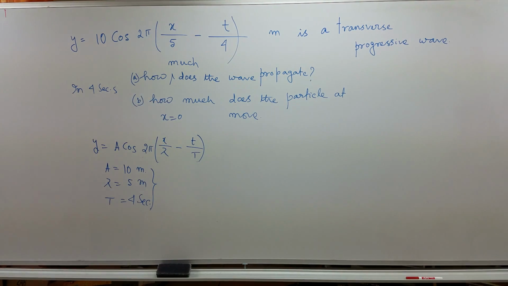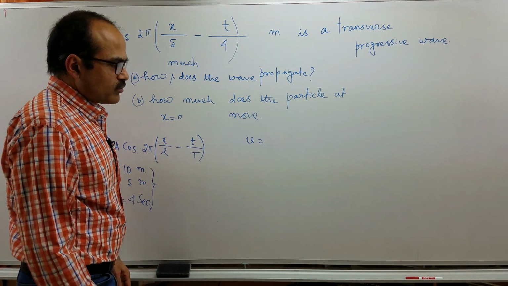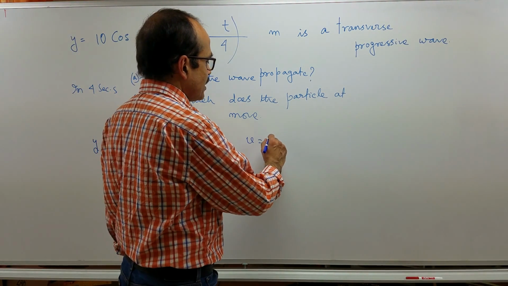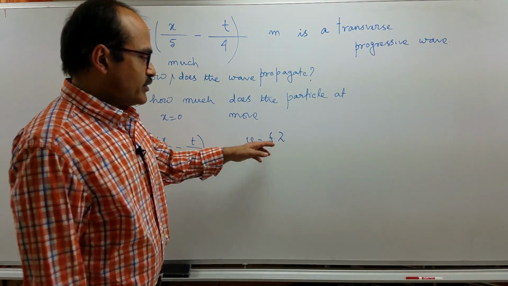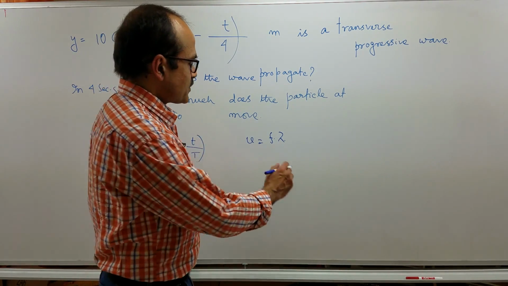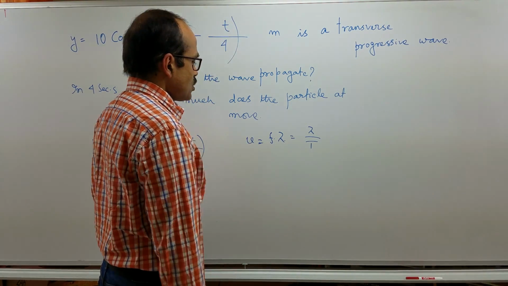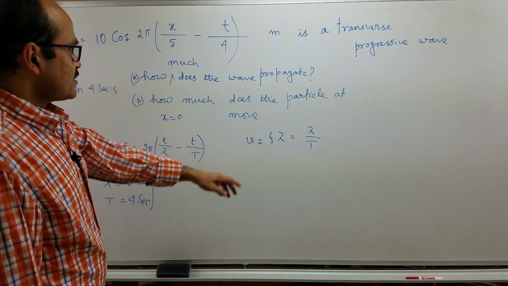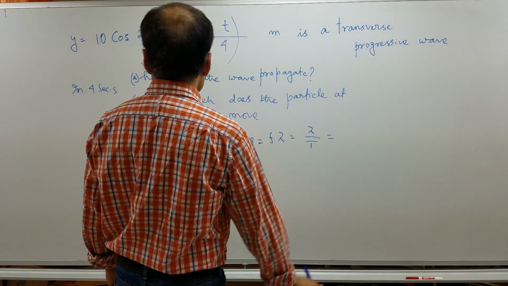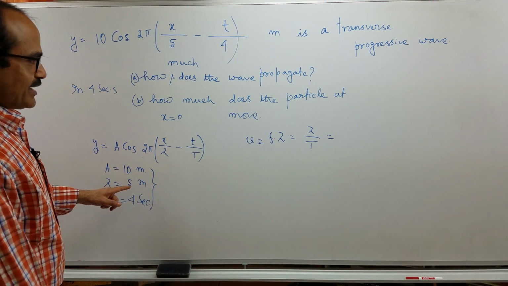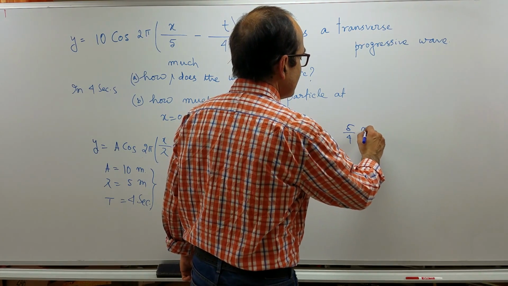Now, wave velocity v is equal to frequency times lambda, and frequency is 1 over time period. So that is equal to lambda over capital T. This is the wave velocity. In this case, lambda is 5 and capital T is 4, so the wave velocity is 5 over 4 meter per second.